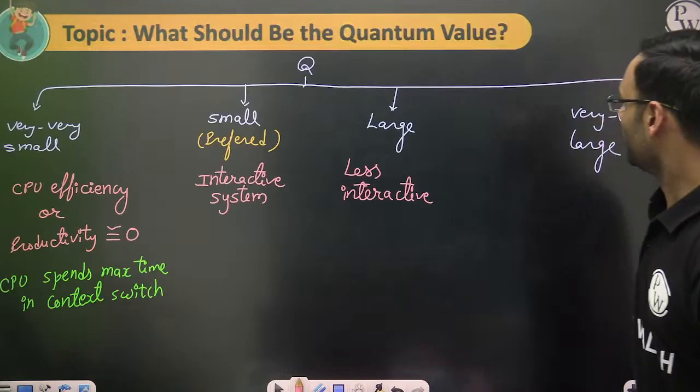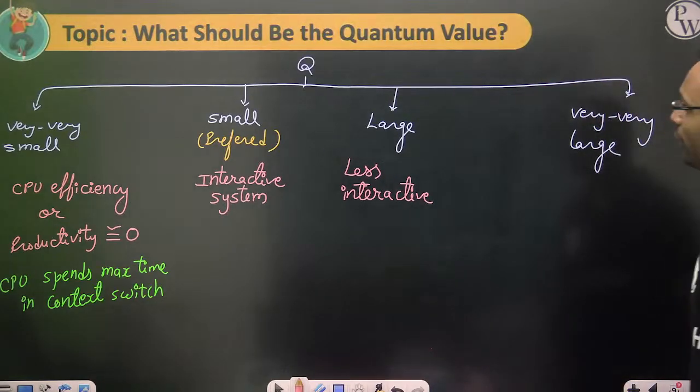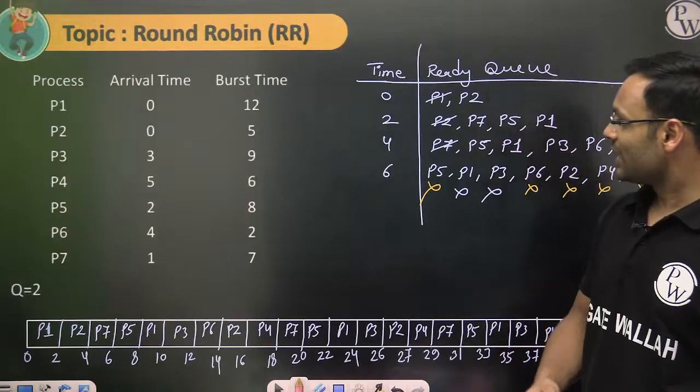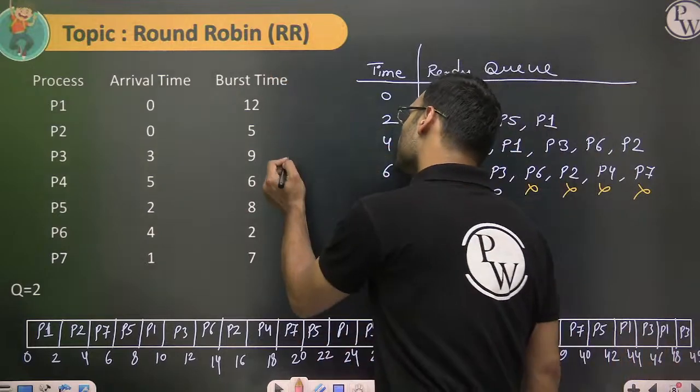That's why. The last one is very large. If the quantum is very large, let's say the quantum I have taken is equal to 12.